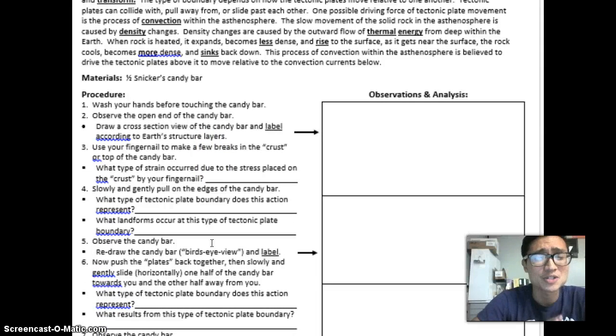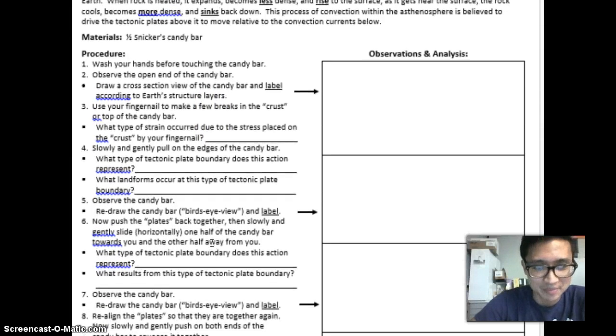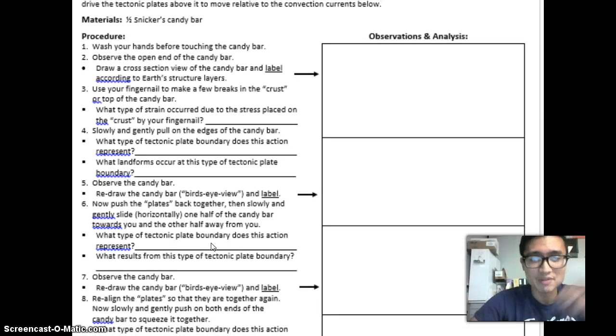Hopefully most of you guys washed your hands before touching your Snickers bar. Observe and open the end of the candy bar, which you guys did. And what you might not have done was draw a cross-section view of the candy bar and label it according to Earth's structural layers. Okay?